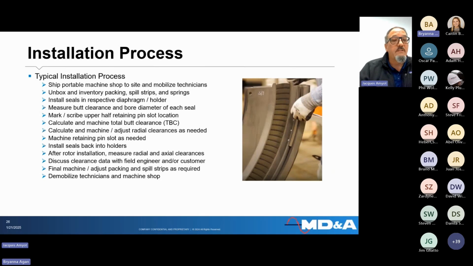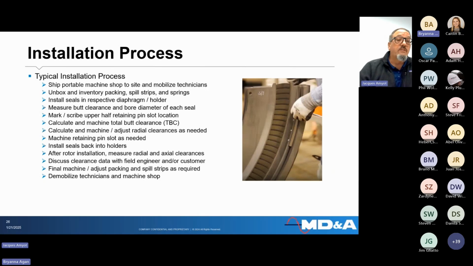We talked about butt clearance. They will calculate, based on measuring bore diameters and the rotor diameter and rotor location, what they need to do in regards to radial clearances. They'll do that. They'll machine for that retaining pin slot and install the seals back after they're done machining. After the rotor gets dropped back in, they'll measure the radial and axial clearances.